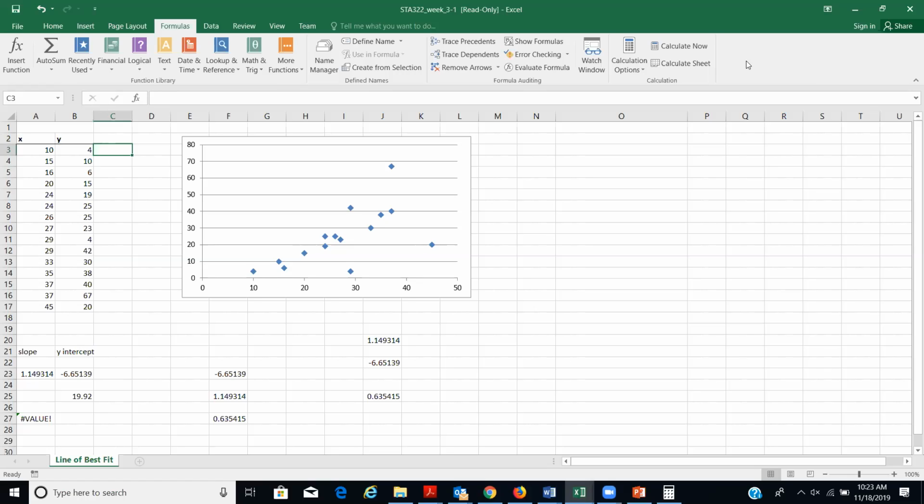And what I'd like to do really is use these statistical functions. Remember that standard deviation for a sample is calculated by first calculating the sum of the squares of the differences between the data point and the mean.